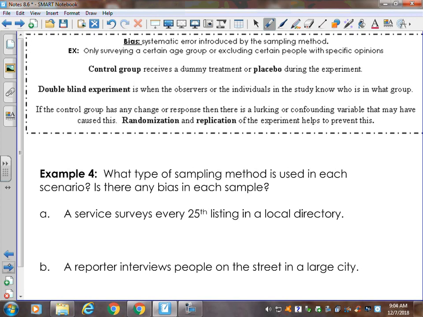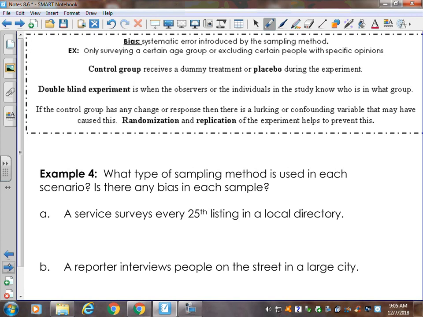Now, it's important that your control group either receive nothing or receive a placebo. For example, people would have to receive a placebo because we want them to think they're getting it. But if I'm giving the vaccine to some animal, then I don't have to worry about it thinking it needs a placebo because it's not going to know the difference if it got it or not.